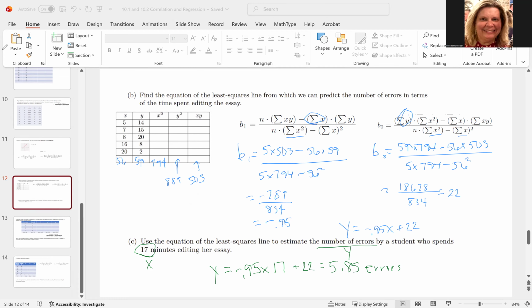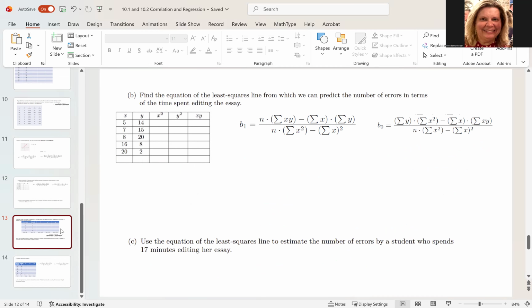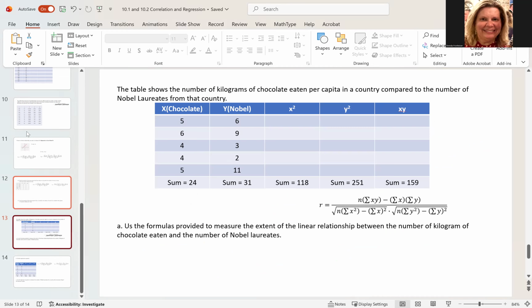Okay. All right, like I said before, feel free to pause if you need to, but we're going to move on to another example. So this table shows the number of kilograms of chocolate eaten in a country compared to the number of Nobel Prize winners from that country. So likely not a whole lot of correlation here, but we'll see.